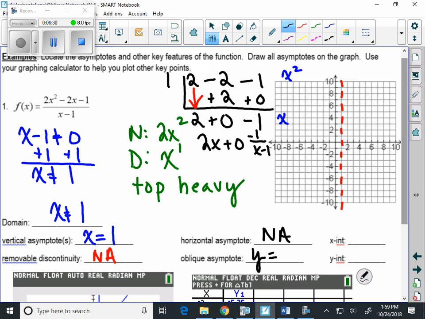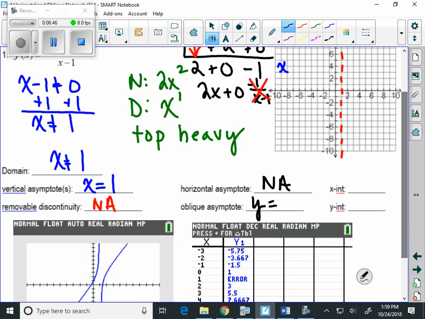And then, though, to come up with the slant asymptote, what we do is we ignore the remainder. We don't need this. And consequently, our oblique asymptote is y equals 2x, if you prefer, plus 0, or just y equals 2x. It doesn't make any difference to me.